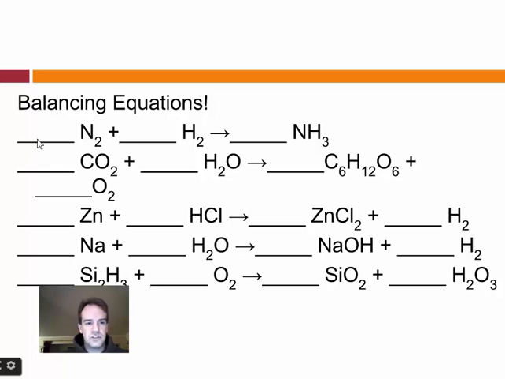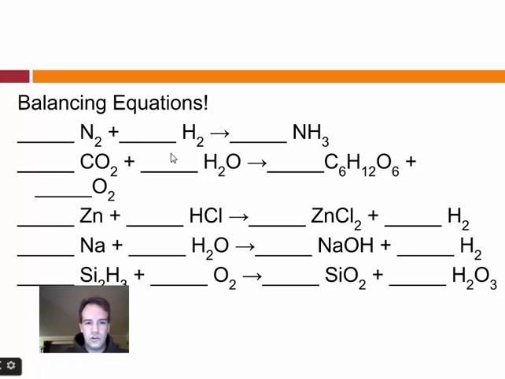All you're going to want to do is substitute the values in. Here, for instance, N2, there's 2 N's on this side, 1 N on this side. So if we put a 2 here, that'd make 2 N's on each side, which is good. But then there's 2 NH3s, which means there's 6 H's, so we'd have to add a 3 here to make 3 times 2, 6 hydrogens on this side.